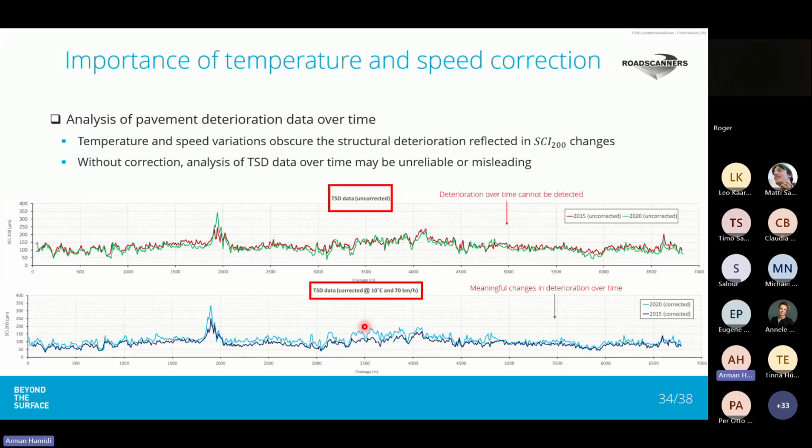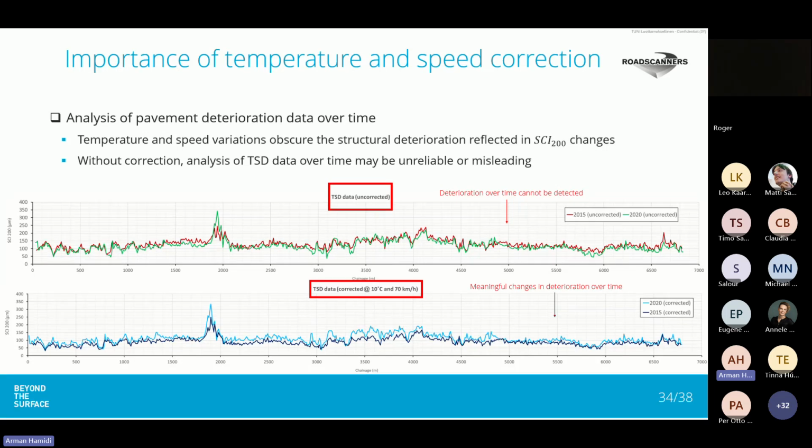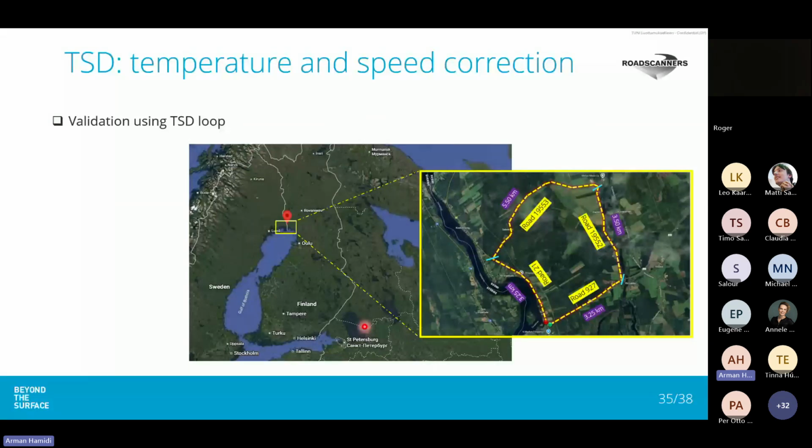But the problem is more complicated than this, because this study shows that we need to correct the temperature and speed effect, but it does not solve all the issues, because there might be the influence of, for example, the subgrade and moisture content in the subgrade and some other factors that need to be considered. For this reason, the validation part is very important in this study related to TSD data.